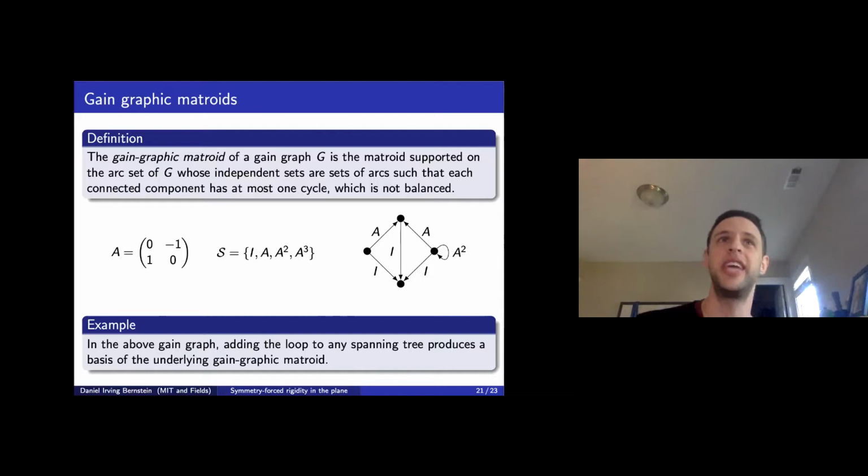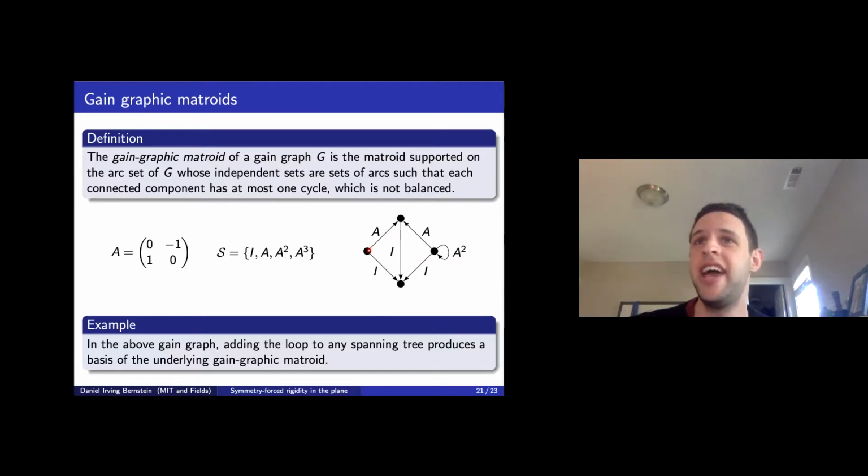So the gain graphic matroid of a gain graph G is the matroid supported on the arc set of G, whose independent sets are sets of arcs such that each connected component has at most one cycle, which is not balanced. For example, if your group is just the group generated by an order 4 rotation, this square around the outside has gain identity. So that would be a dependent set.